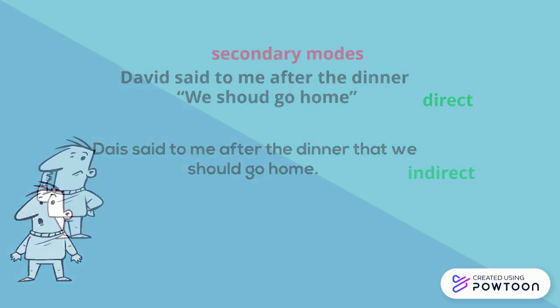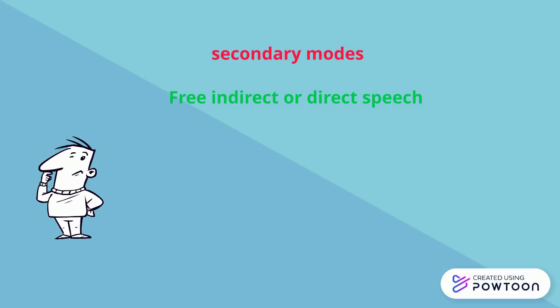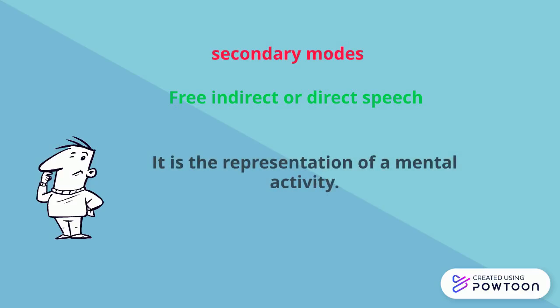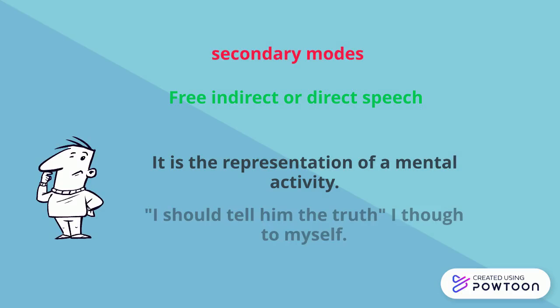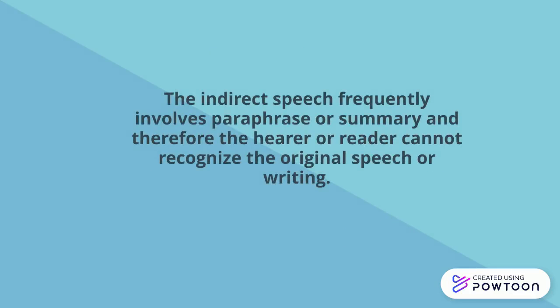Two secondary modes related to the primary ones are free indirect speech and free direct speech. In both cases there is no reporting clause, but it is the representation of a mental activity which is by its nature unspoken. For example, "I should tell him the truth," I thought to myself. The indirect speech frequently involves paraphrase or summary, and therefore the hearer or reader cannot recognize the original speech or writing.